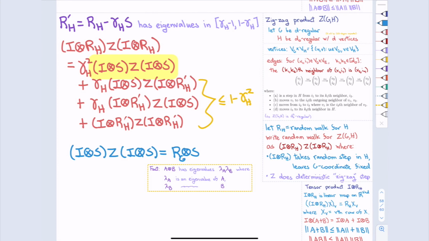Okay, so the eigenvalues of RG outer product S should be the eigenvalues of RG times the eigenvalues of S. The eigenvalues of S is just ones and everything else is 0. So you're just left with the eigenvalues of RG as far as the non-zero ones go. So that's 1, mu2, mu3, mu4, down to mu n. Okay. So the first eigenvector will be 1, and the rest will be at most 1 minus gamma g. Or 1 minus the spectral gap, sorry.